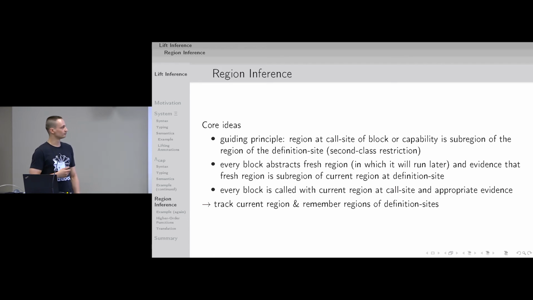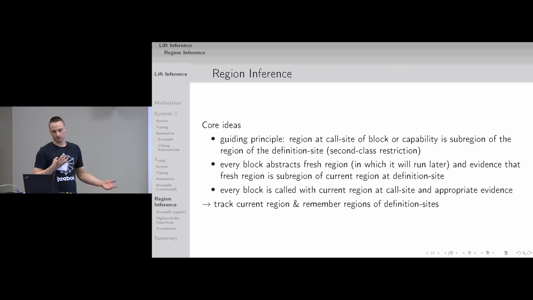Now the core ideas are the following. The first one stems from the second class restriction, namely the region at the call side of a block or a capability always is a subregion of the region at the definition side, because we cannot return blocks or capabilities. Second idea is every block will abstract a fresh region in which it will run later. So this fresh region is the region at the call side of the block, or will become that. And it will abstract evidence that the fresh region is a subregion of the definition side of the block. And then later every block is called with the current region, which runs, and with appropriate evidence.